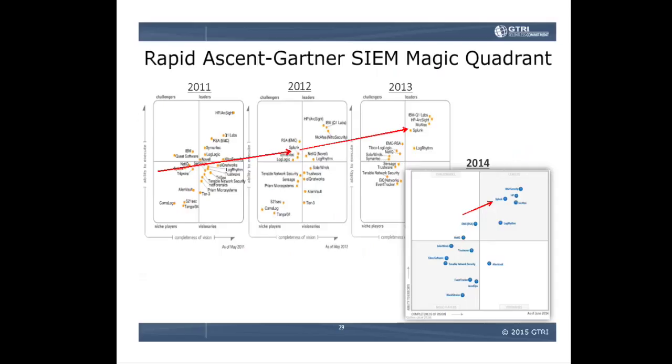Right now, it is sitting right below IBM QRadar, IBM's SIEM solution. But nonetheless, this is just to show you that Splunk as a SIEM, specifically with Enterprise Security, is considered in the top tier of SIEM solutions out there today.